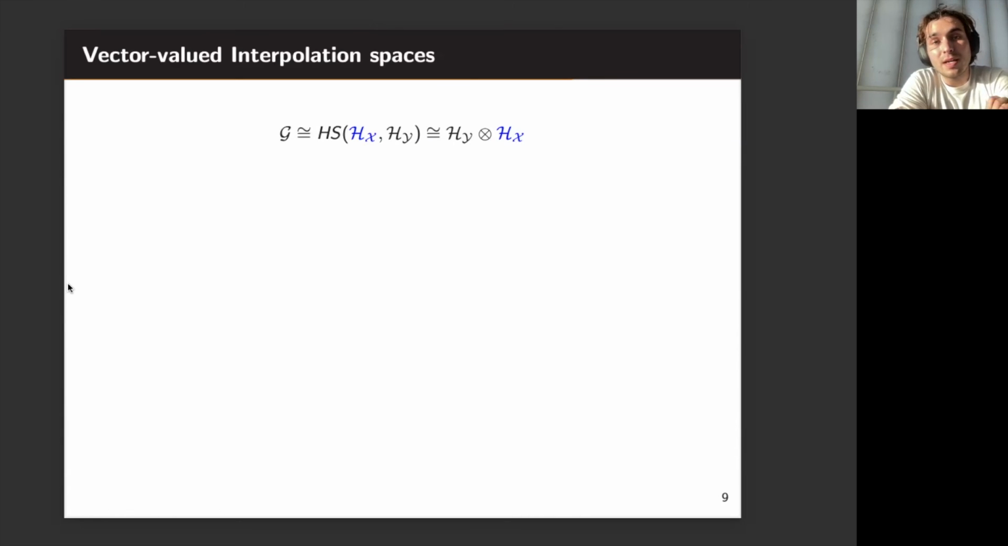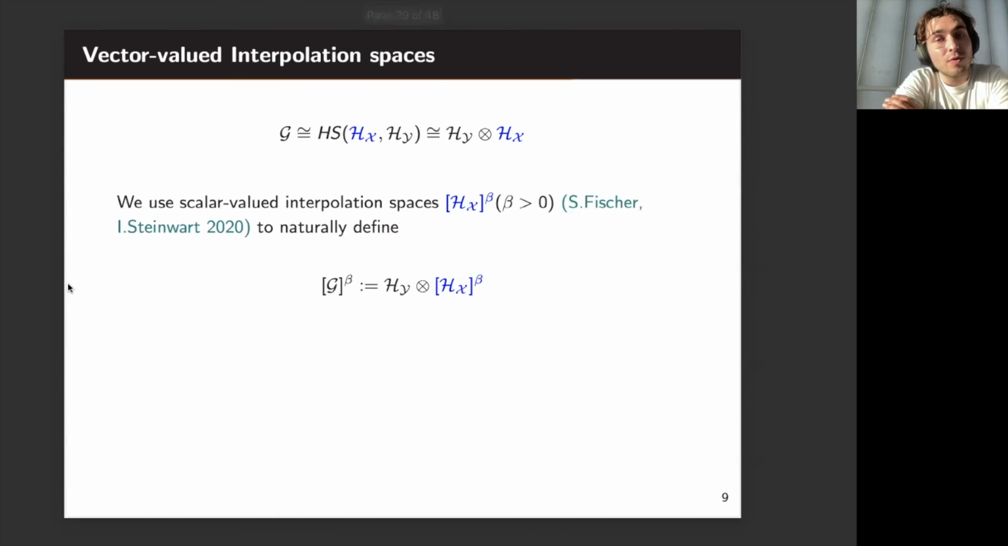So to give you a rough idea of how we can build that kind of vector-valued interpolation space, we start by recalling that our hypothesis class was characterized by those big matrices from H of X to H of Y, the space of Hilbert-Schmidt operators. And this can be seen as an outer product between H of Y and H of X, a tensor product of Hilbert spaces. From this view, we actually use scalar-valued interpolation spaces, that is, interpolation spaces for H of X only, that were introduced by Fischer and Steinwart. And this allows us to naturally define a vector-valued interpolation space as a tensor product between H of Y and a scalar-valued interpolation space.